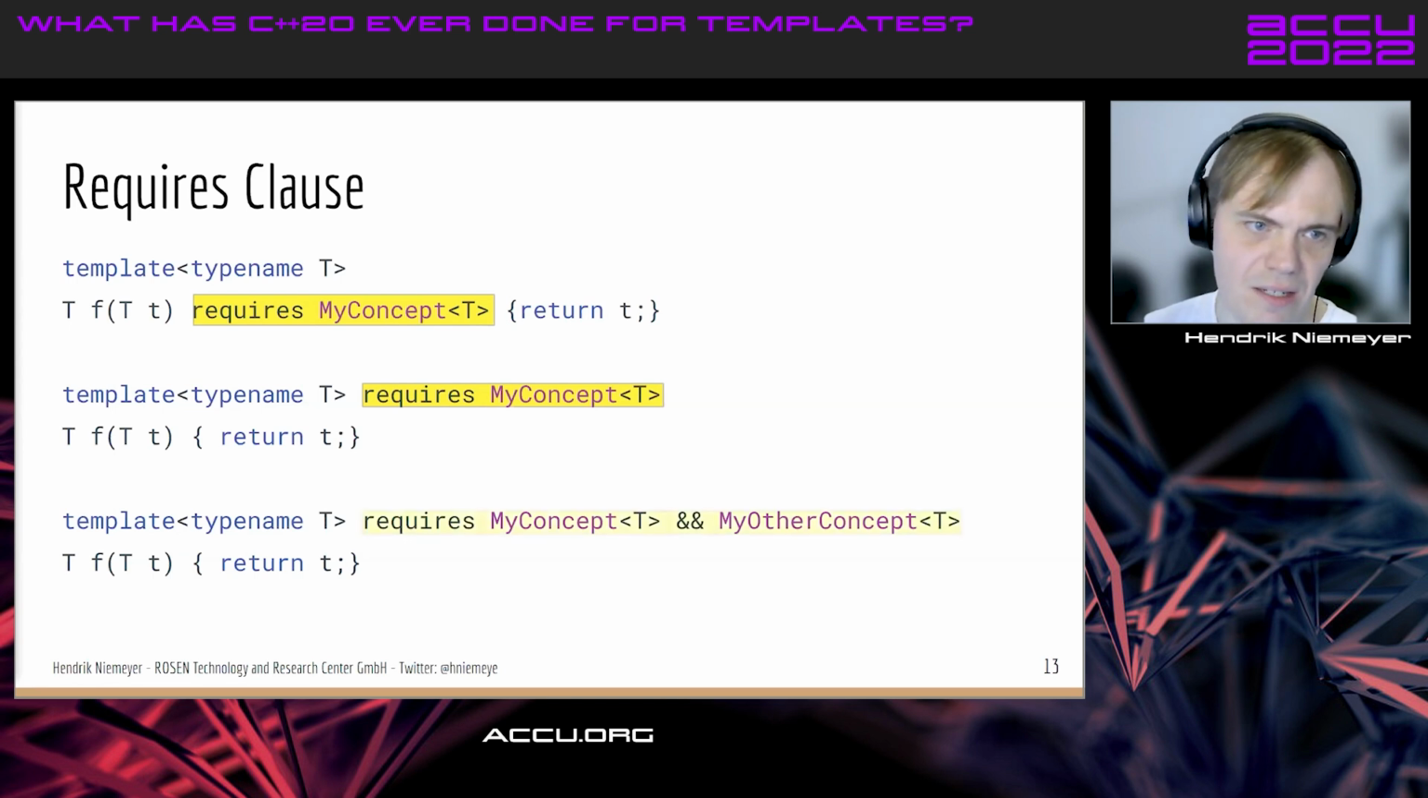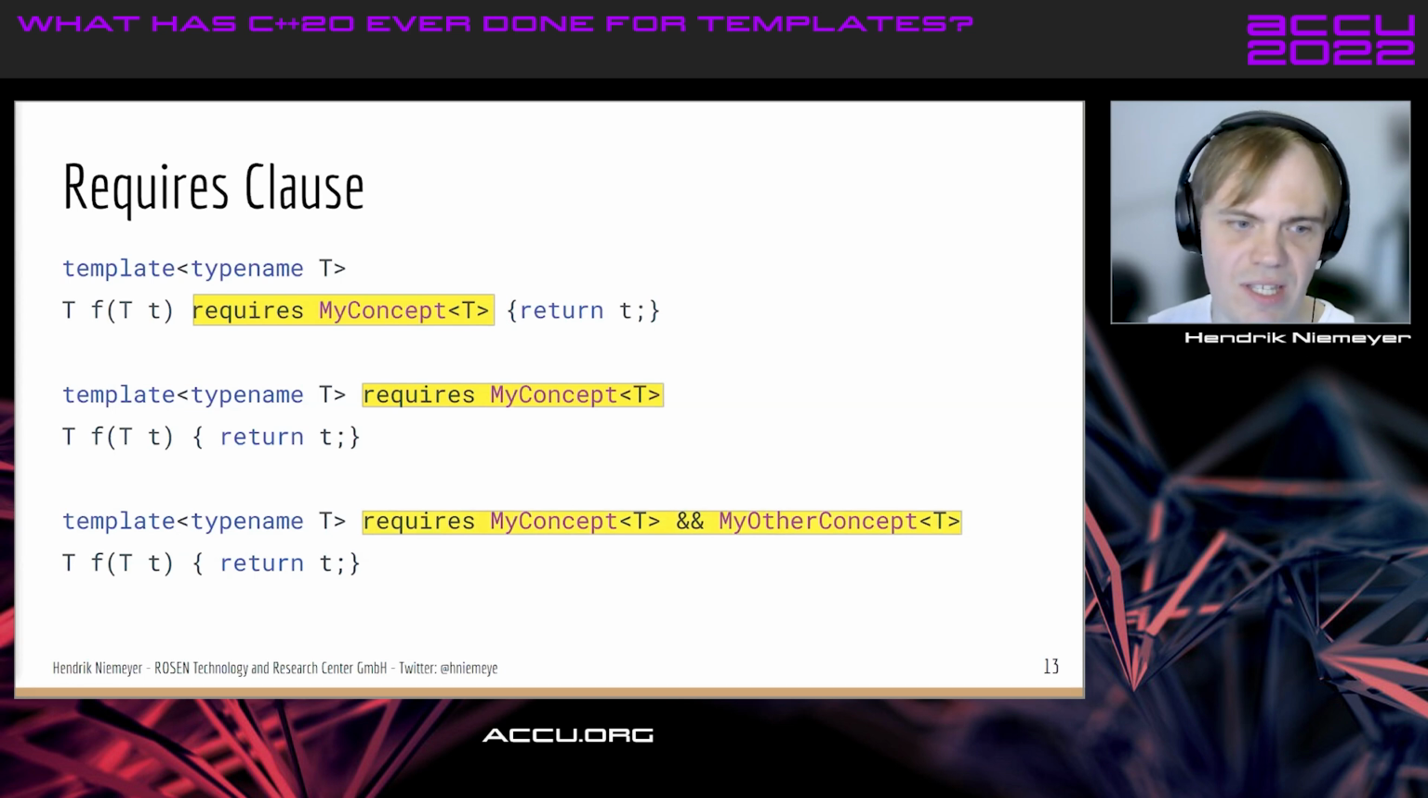But the intent is that most of the time you will use named concepts, either from the standard library or maybe some named concepts you've come up with yourself. And you can of course also use logical combinations of concepts, like here in the third example, where the requires clause is followed by my concept of T and my other concept of T. Then both of these need to evaluate to true in order for the constraint to be fulfilled.